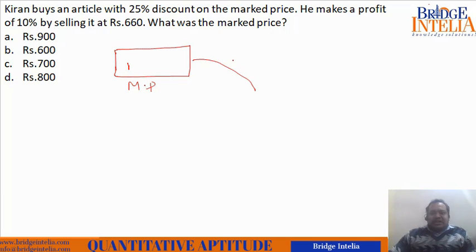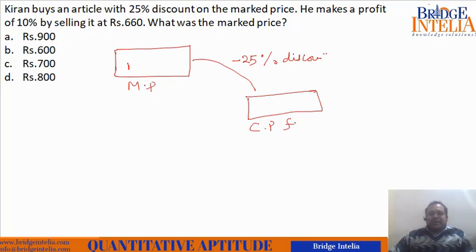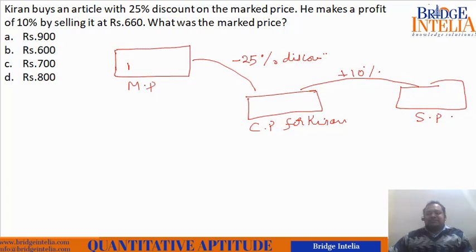Discount of 25% was given. And after getting this discount, Kiran bought it. So this is the cost price for Kiran. What did Kiran do then? He makes a profit of 10% by selling it at 660. So Kiran then tried to gain 10% and finally the selling price for Kiran comes out to be 660. So based on this we have to see what was the marked price.